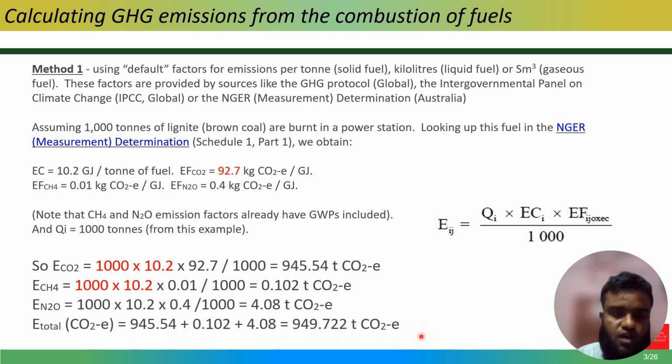This way you can calculate how much emission one of the plants is emitting. For example, if a power plant is burning 1000 tons of lignite per year or per month, then you can easily calculate how much CO2 it is emitting, or how much CO2 equivalent it is emitting in the reporting period.